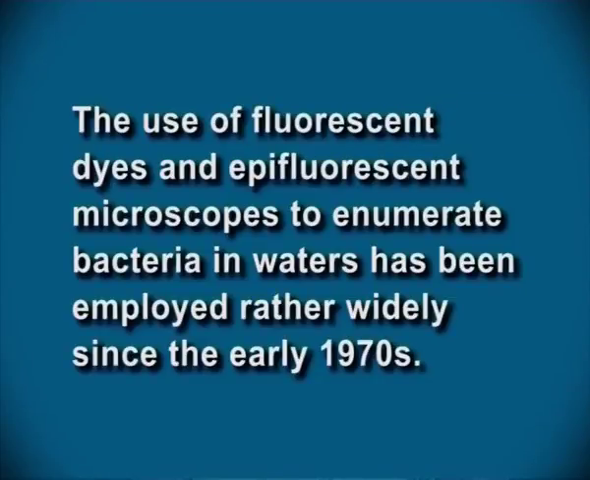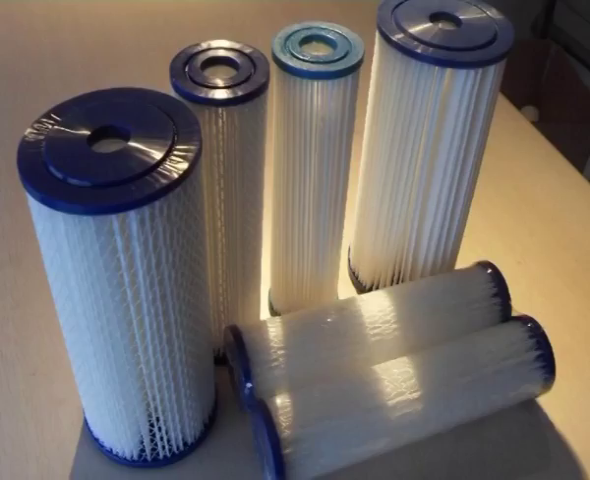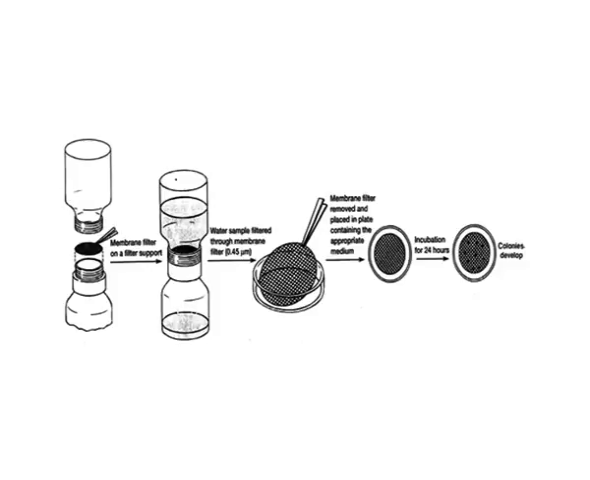These methods are specially suited for samples that contain low number of bacteria. The use of fluorescent dyes and epifluorescent microscopes to enumerate bacteria in waters has been employed rather widely since the early 1970s. Cellulose filters were among the earliest used. However, polycarbonate nucleopore filters offer the advantage of retaining all bacteria on the top of the filter. Figure 5 shows estimation of cell numbers by membrane filtration.